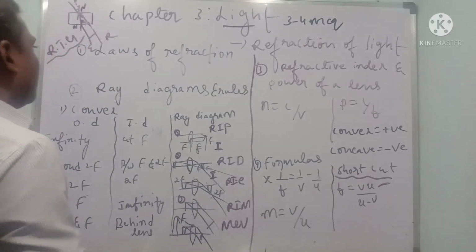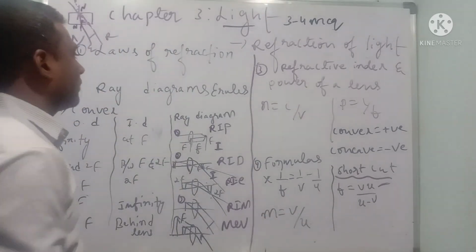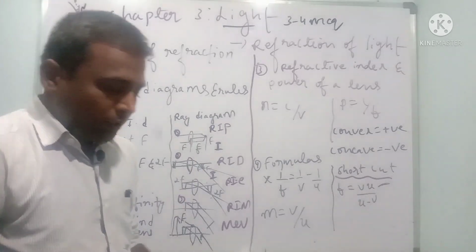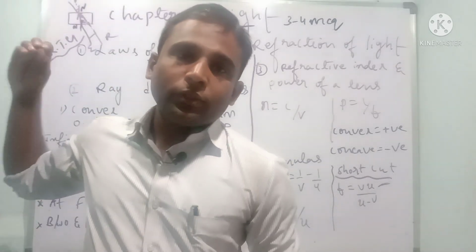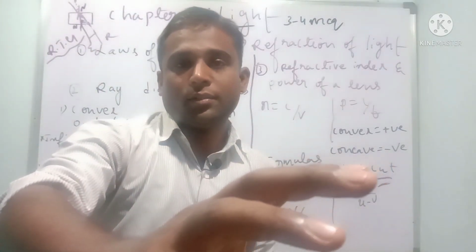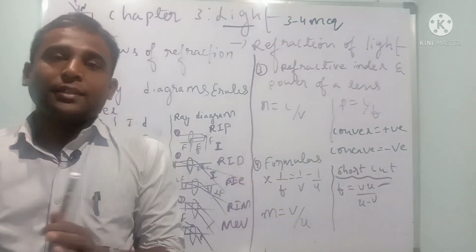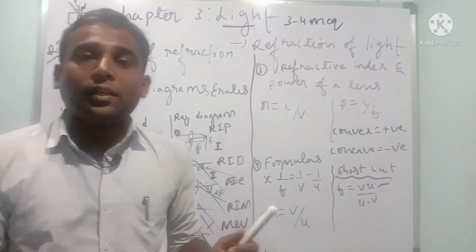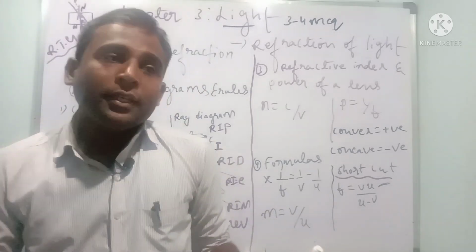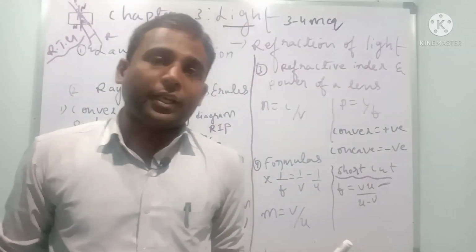So first point, laws of refraction. So what is refraction? You take a ball and throw it at the wall. When you throw it at the wall, what happens? It comes back. That bouncing of the ball is called reflection. Similarly, bouncing of light is called reflection.